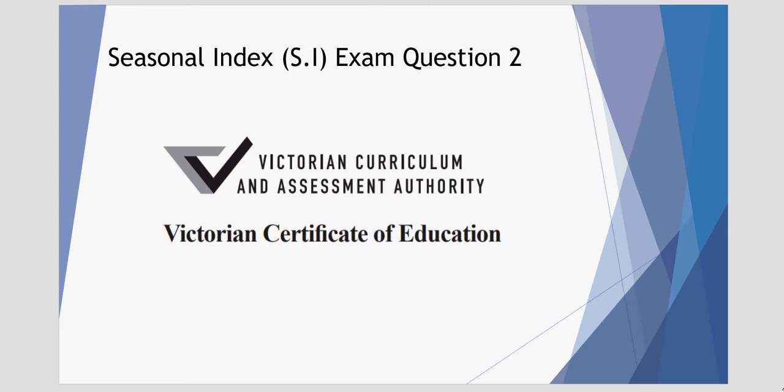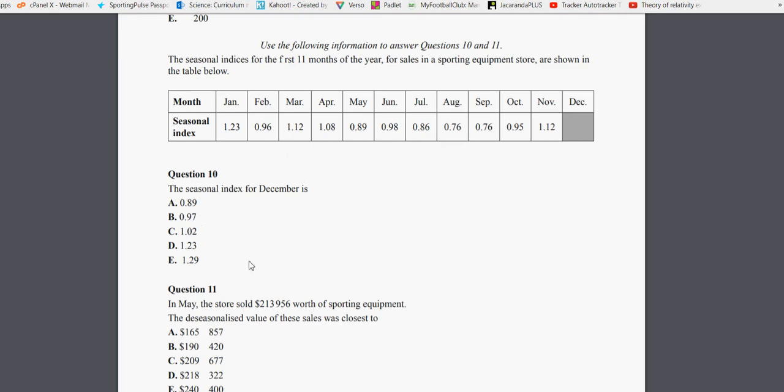Once again, we'll be looking at some seasonal indices questions, focusing on the VCAA exams. So let's have a look at our first question. We're looking at question 10-11 from this exam paper, the data of which is shown in this table.